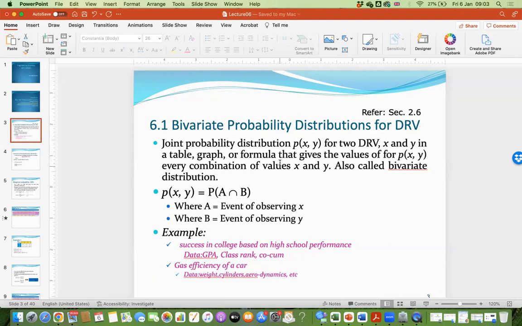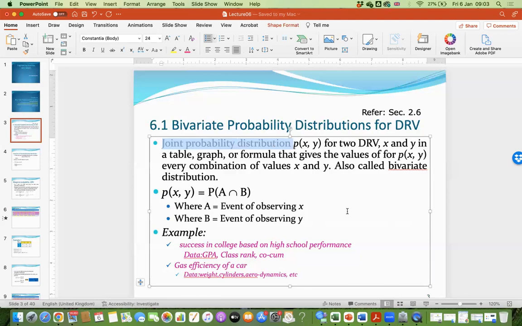So in this chapter we are going to learn about bivariate probability, which is affected by two discrete random variables or two continuous random variables, also called joint probability distribution. Okay.